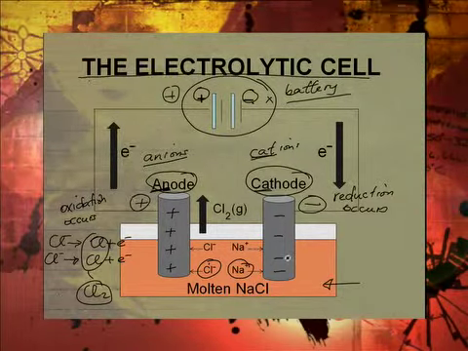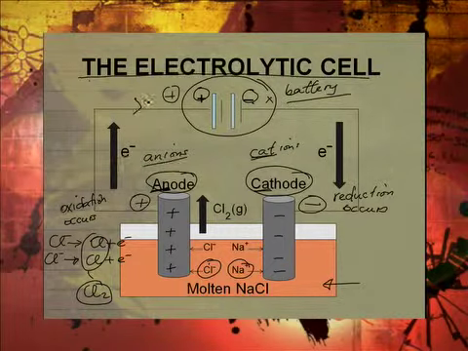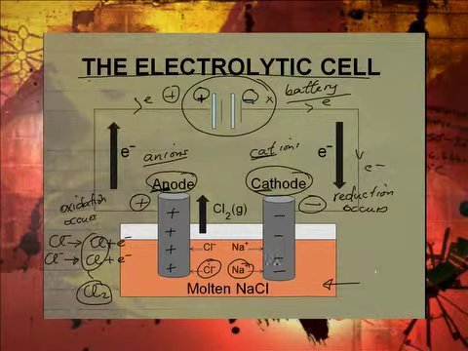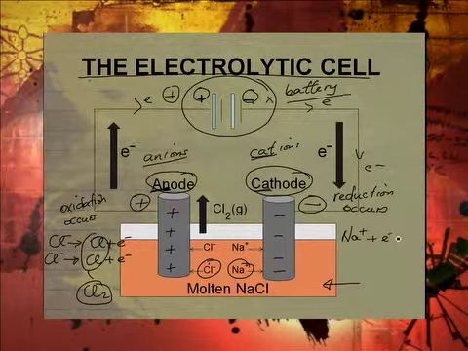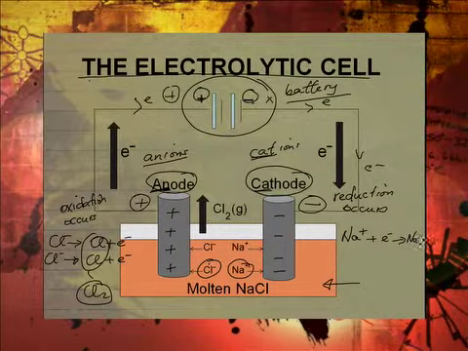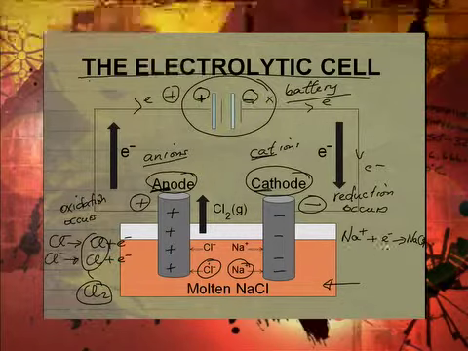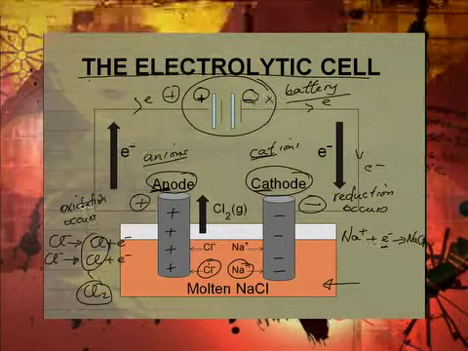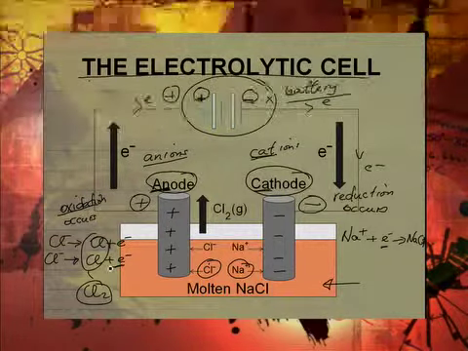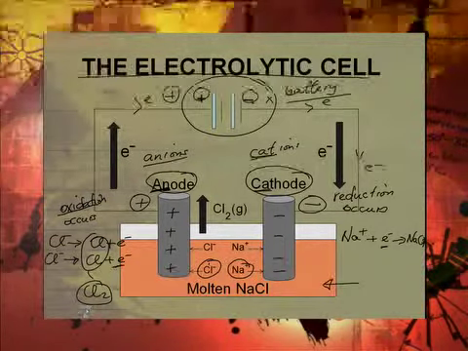On the other side, what is happening? Those electrons come to this side. On this side, the sodium ions receive the electrons to become solid sodium. So you can see this is reduction, gaining of electrons. This is oxidation, losing of electrons. So that is what is happening there. Let's meet on the next section of this lesson.